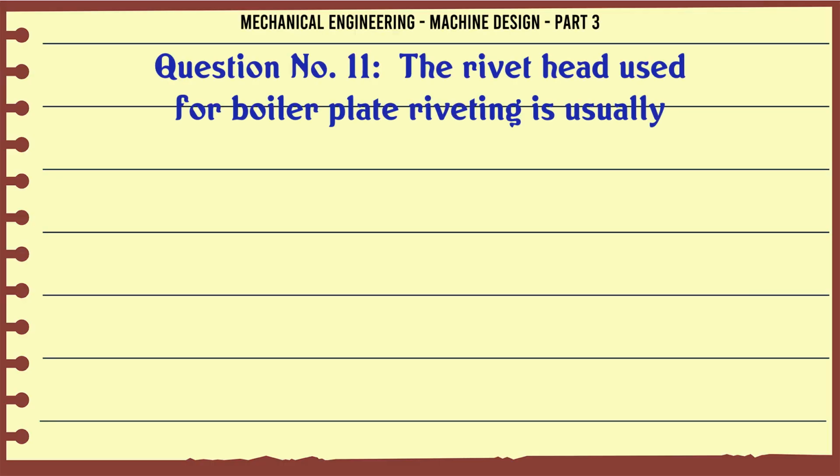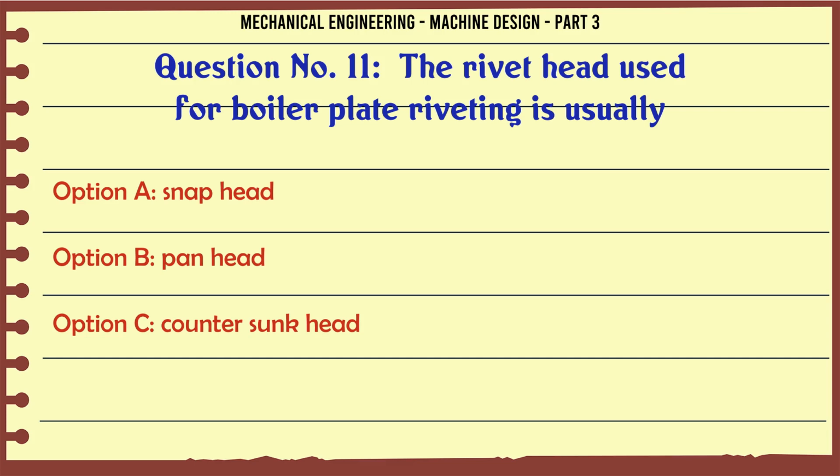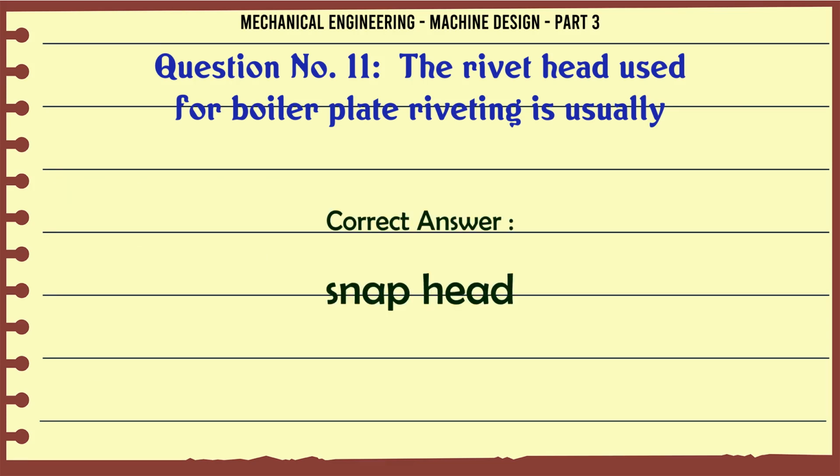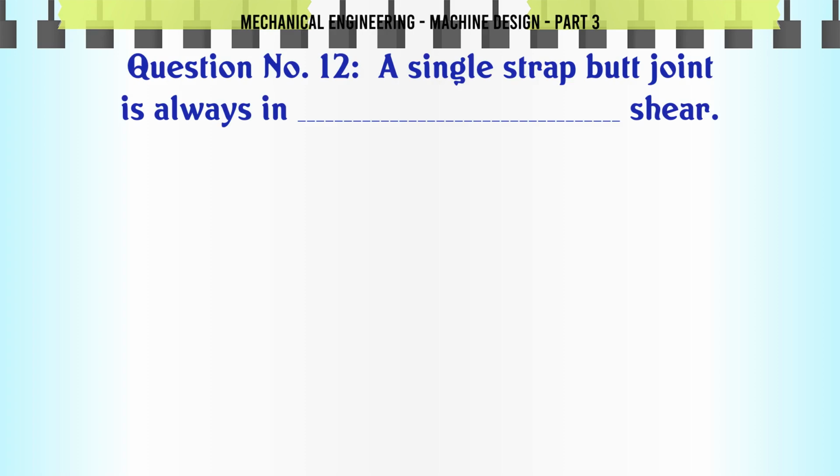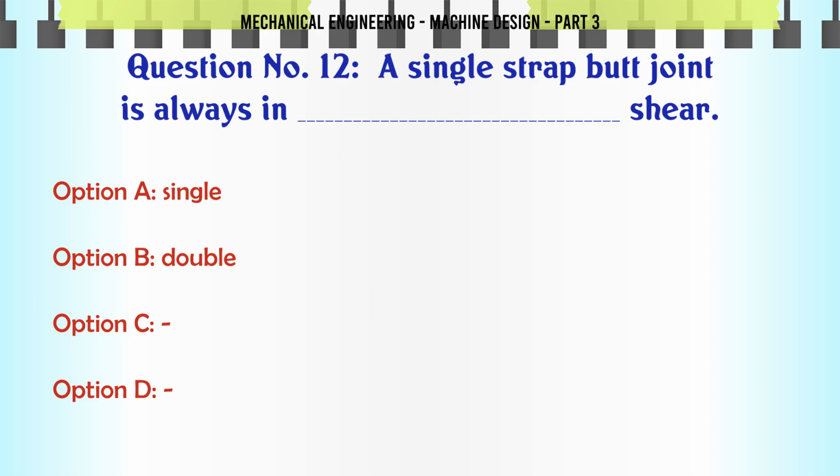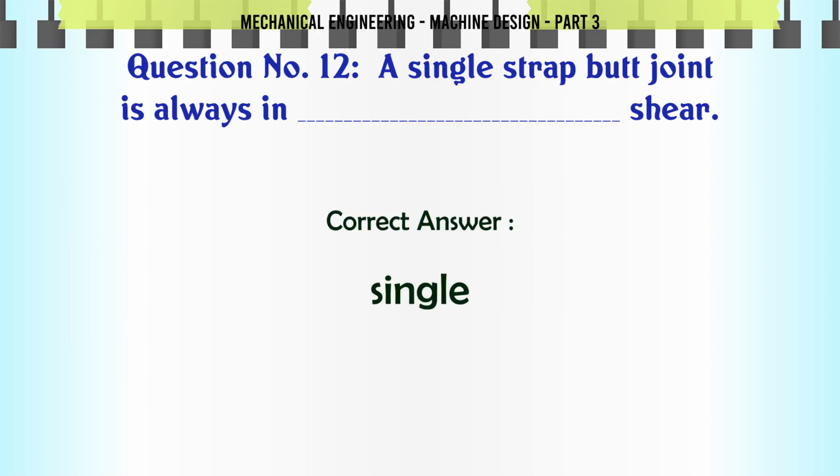The rivet head used for boilerplate riveting is usually A. snap head, B. pan head, C. countersunk head, D. conical head. The correct answer is snap head. A single strap butt joint is always in shear. A. Single, B. Double. The correct answer is single.